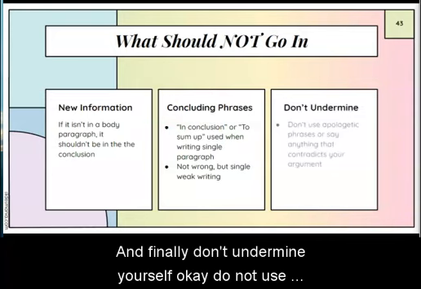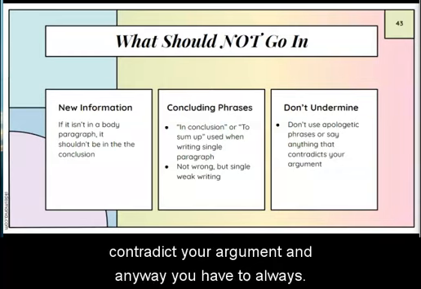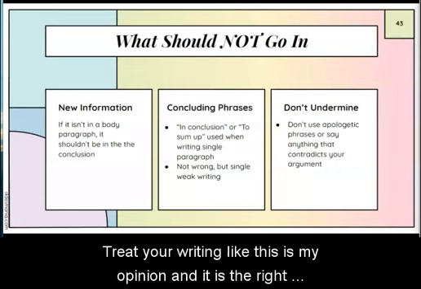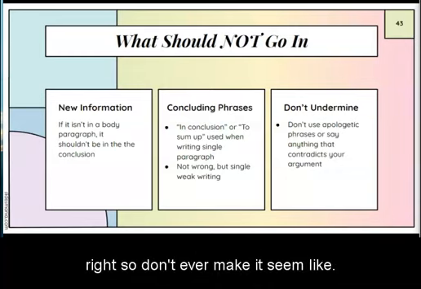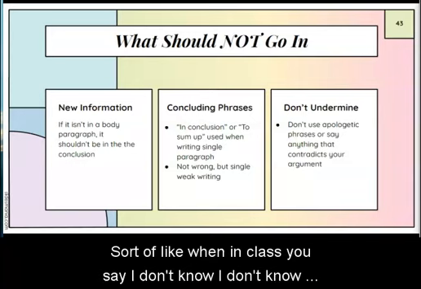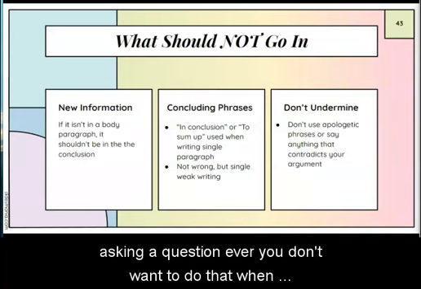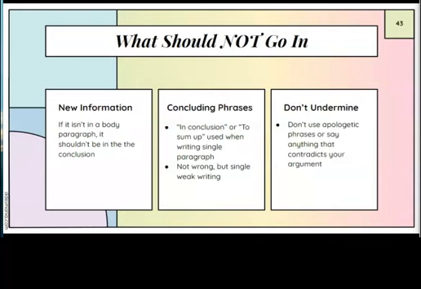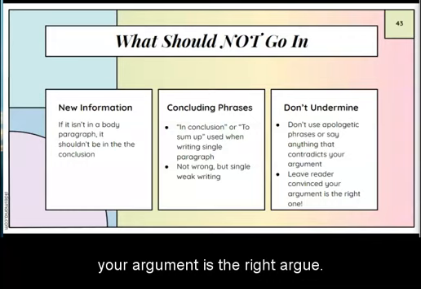And finally, don't undermine yourself, okay? Do not use apologetic phrases. Don't say anything at all that's going to contradict your argument in any way. You have to always treat your writing like this is my opinion and it is the right opinion. And your job is to just simply prove that throughout, right? So don't ever make it seem like, sort of like when in class you say, I don't know if this is right, but you don't want to do that when you're asking a question ever. You don't want to do that when you're having an argument, and you certainly don't want to do that in your writing. Okay, make sure you're leaving your reader convinced that your argument is the right argument.